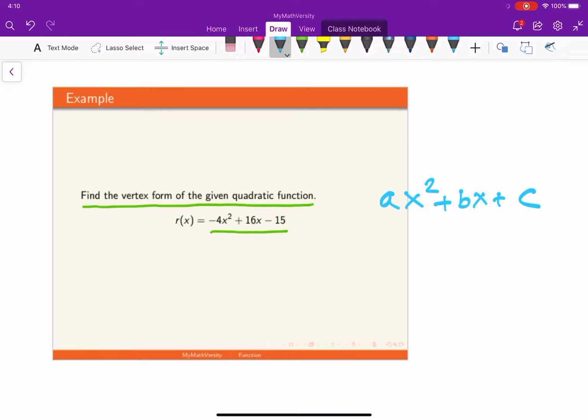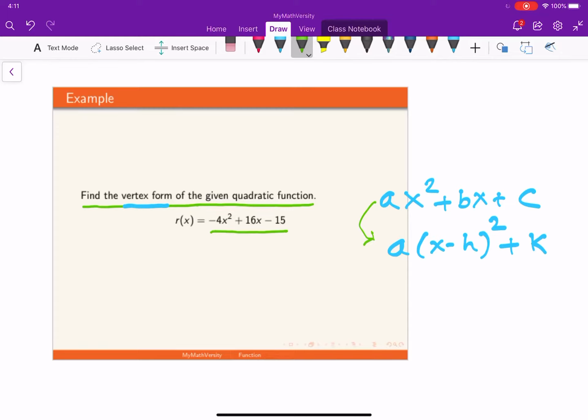And since we need to find the vertex form corresponding to this standard form, what would the vertex form look like? That would be a times (x minus h) squared plus k. So our goal is to change this type of form into that. And so how can we do that?